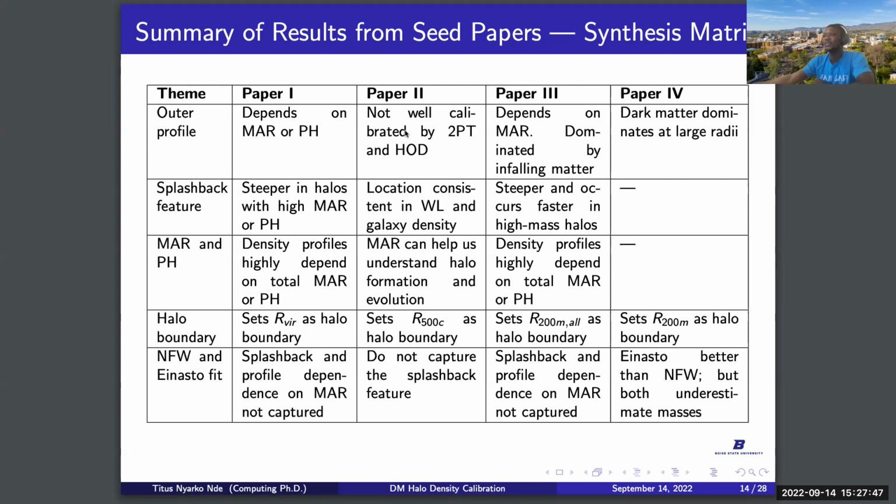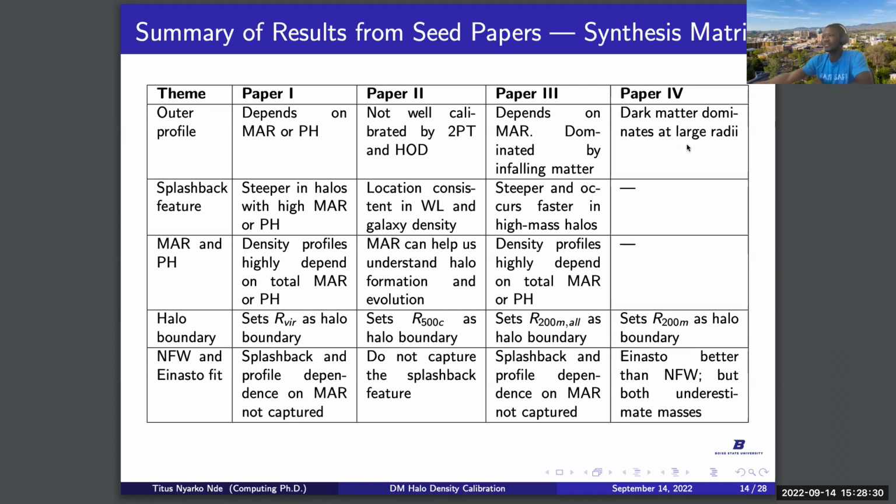Okay, and then paper 2 also says that the outer density profile is not well calibrated by the HOD and the perturbation theory technique they considered. Paper 3 says that, yes, the outer density profile depends on mass accretion rates. And the outer region of the halo is dominated by something we call infalling matter. By infalling matter, we mean particles that are falling into the halo for the first time. So these particles are not in orbit. They are just falling into the halo for the first time.